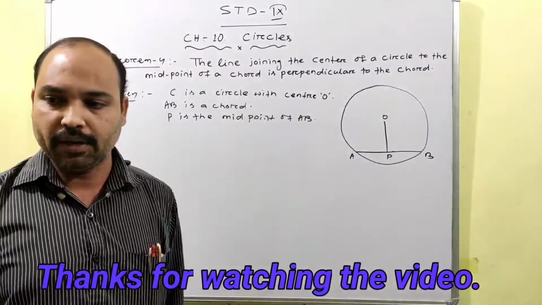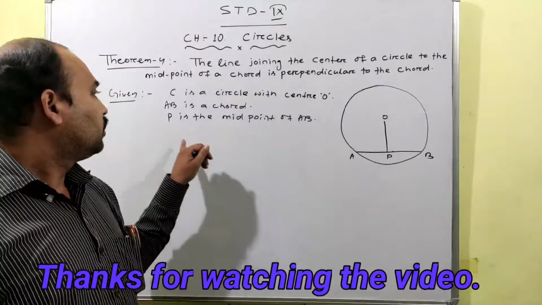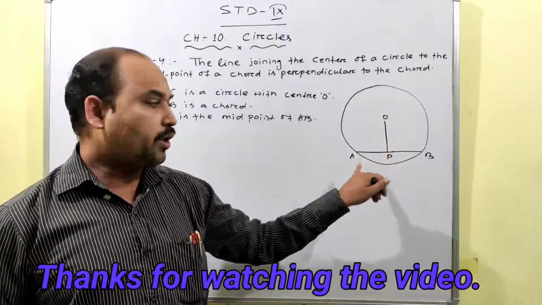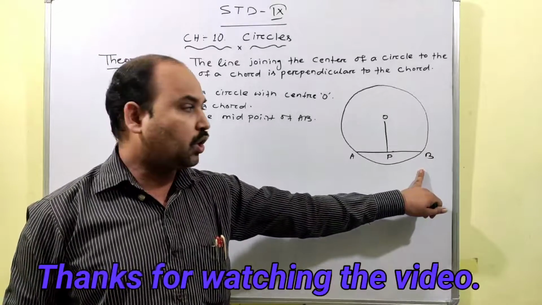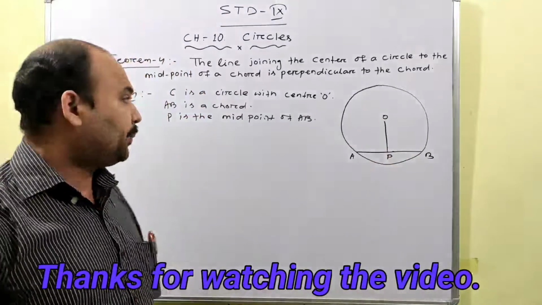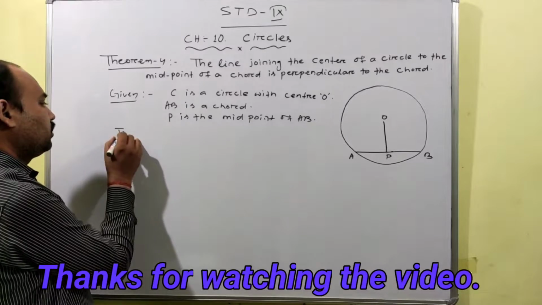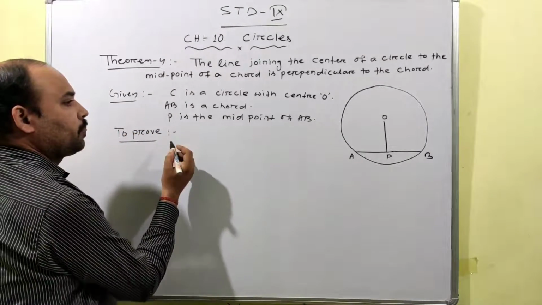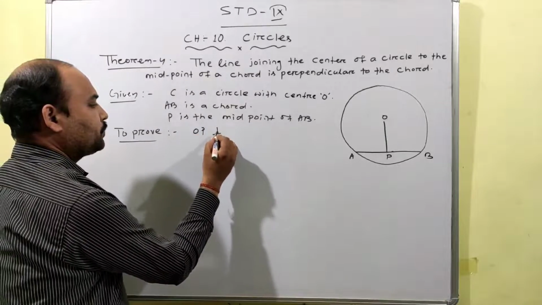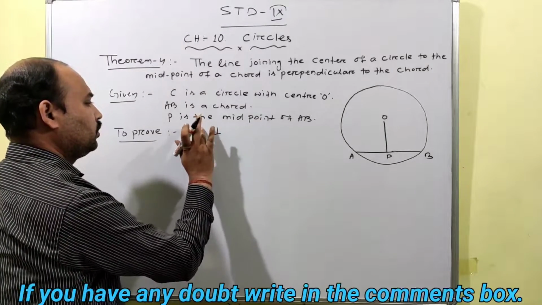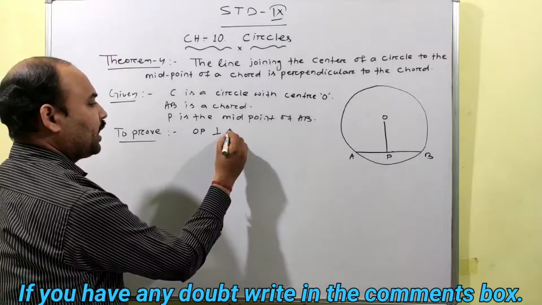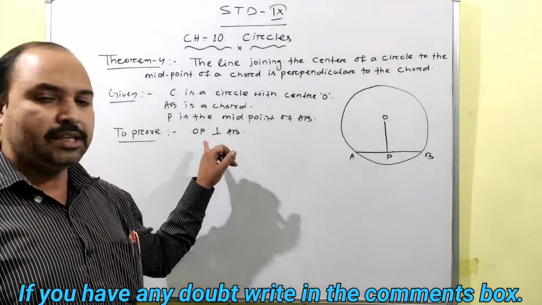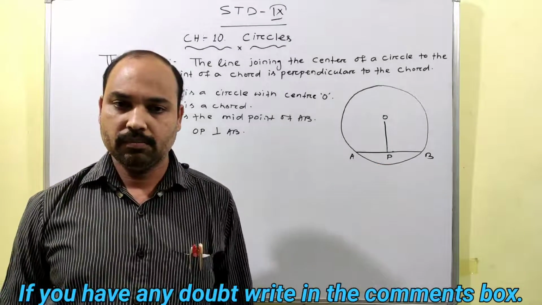It is your given. After that, we have to prove that this line which is joined to the midpoint of the AB, the chord, is perpendicular. It means to prove, we will write now. To prove: OP is perpendicular to AB. We have to prove that OP is perpendicular to AB.